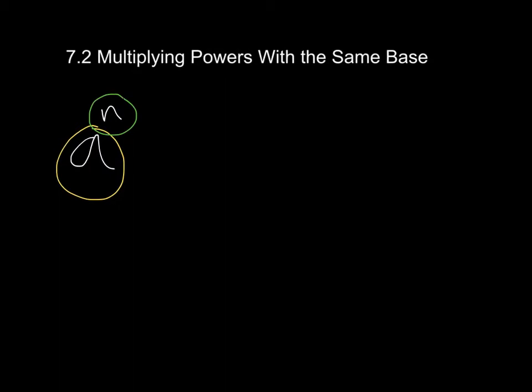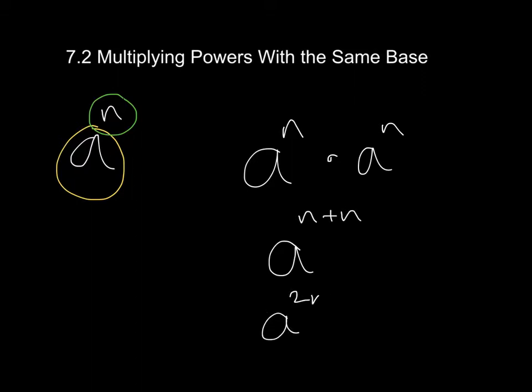So if we want to multiply powers with the same base, let's say we have a to the n times a to the n, well, all you do, the base stays the same, so the base does not change, and you just do n plus n. So that would be a to the 2n. So when you're multiplying the same base, so a and a, you just add the exponents. So when multiplying the same base, you add their exponents. So that should be in your notes with a star by it. When multiplying the same base, add the exponents or the powers.